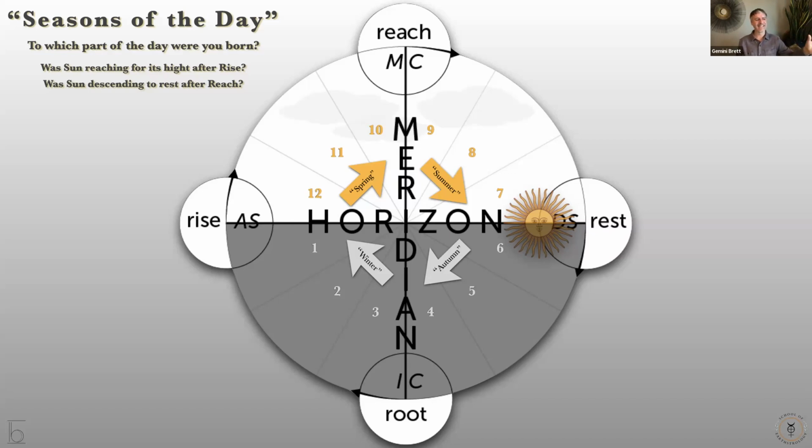Seasons of the day and seasons of the year are totally different things, but the daily motion of rise, reach, rest, and root seems to be committed to the same energetic cycle of yin and yang as spring, summer, fall, and winter. I mean, this is why, by the way, looking ahead, the astrological technique of secondary progressions, where we compare days of life with years of life, has an energetic and natural time resonance.